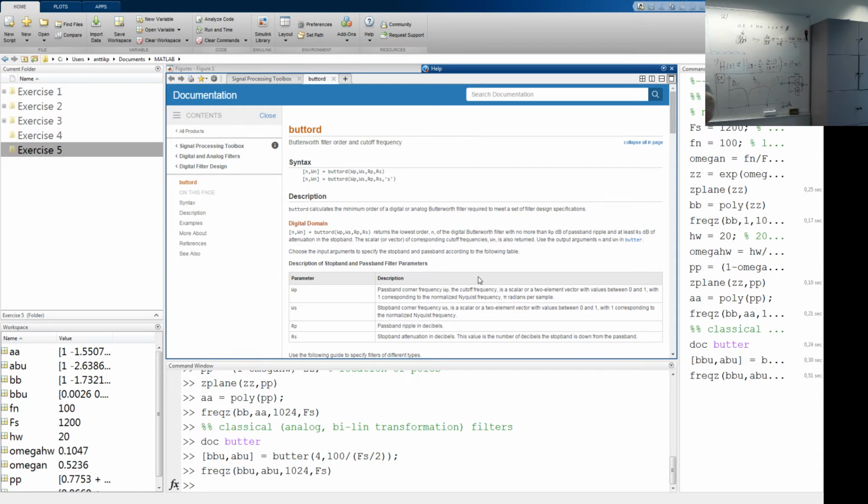Those values there are passband, stop band, passband ripple, meaning in this case it's actually no ripple, and stop band ripple. So it finds the n that fits into this box.